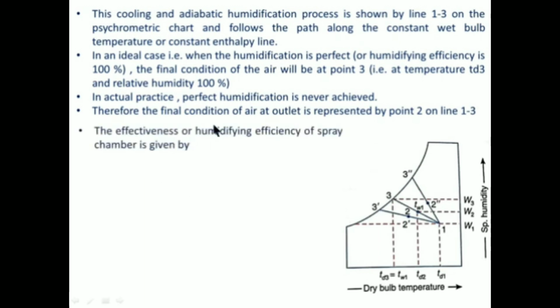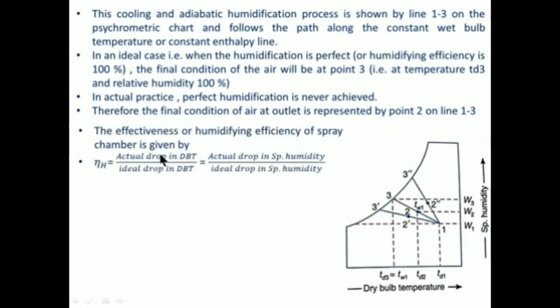So the effectiveness or humidifying efficiency of spray chamber is given by eta H equal to actual drop in DBT divided by ideal drop in DBT. Which can directly be given as eta H equal to TD1 minus TD2 divided by TD1 minus TD3, which can also be written as W2 minus W1 upon W3 minus W1.